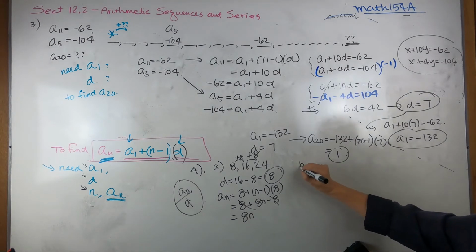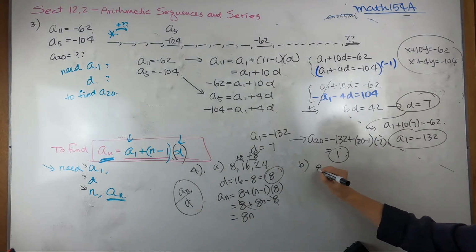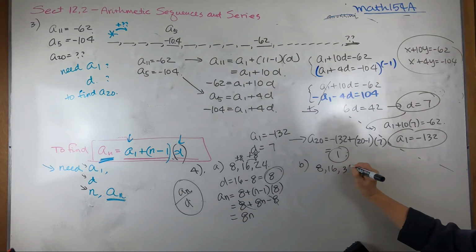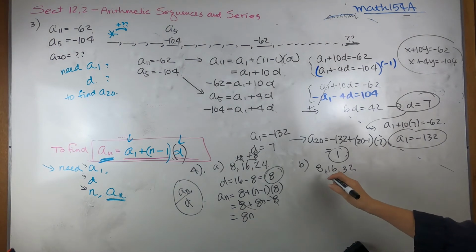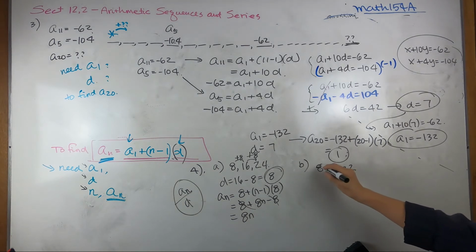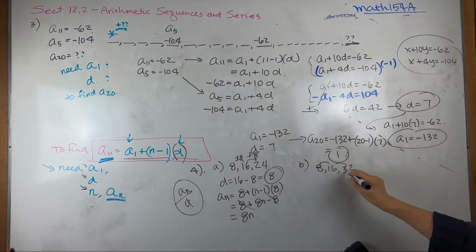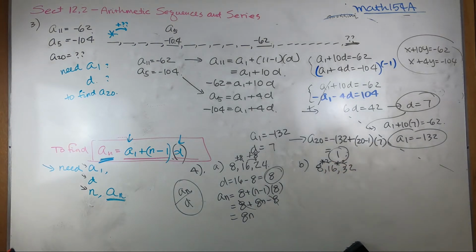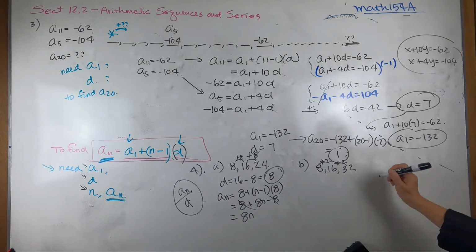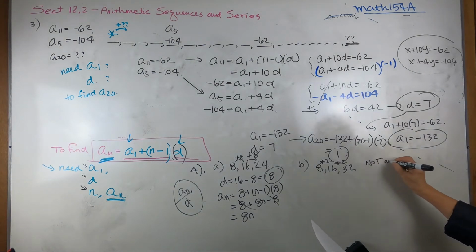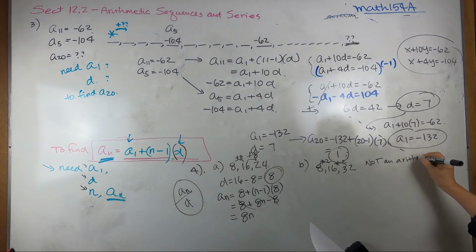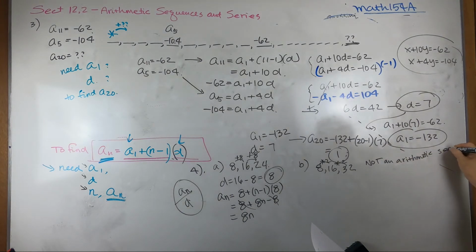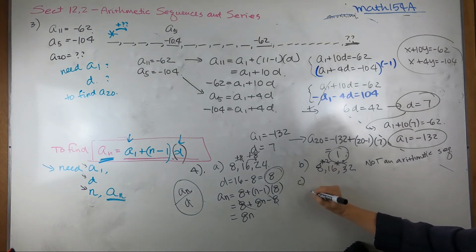Then you look at the next one. If it's 8, 16, 32, is this an arithmetic sequence? Adding 8 gives 24, not 32. So actually it's times 2. So it's not an arithmetic sequence. We do it next time, okay? So this is not an arithmetic sequence, okay?